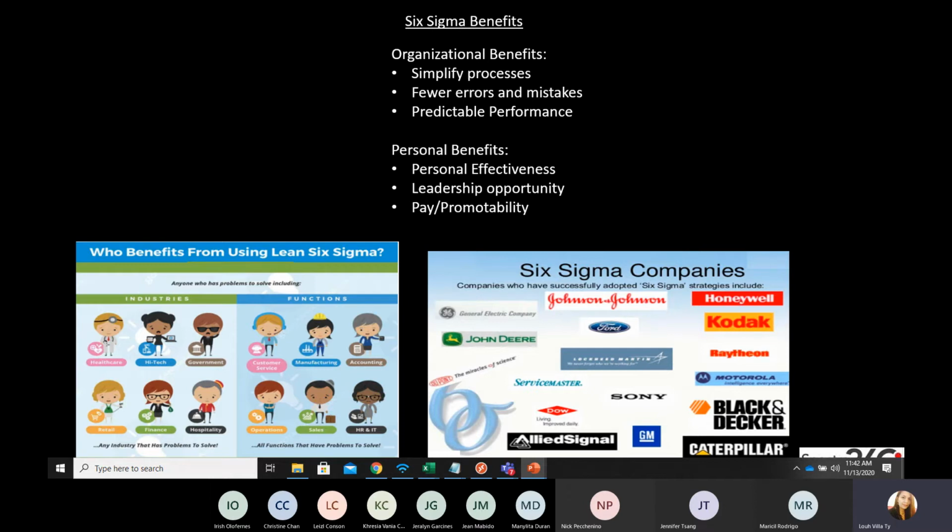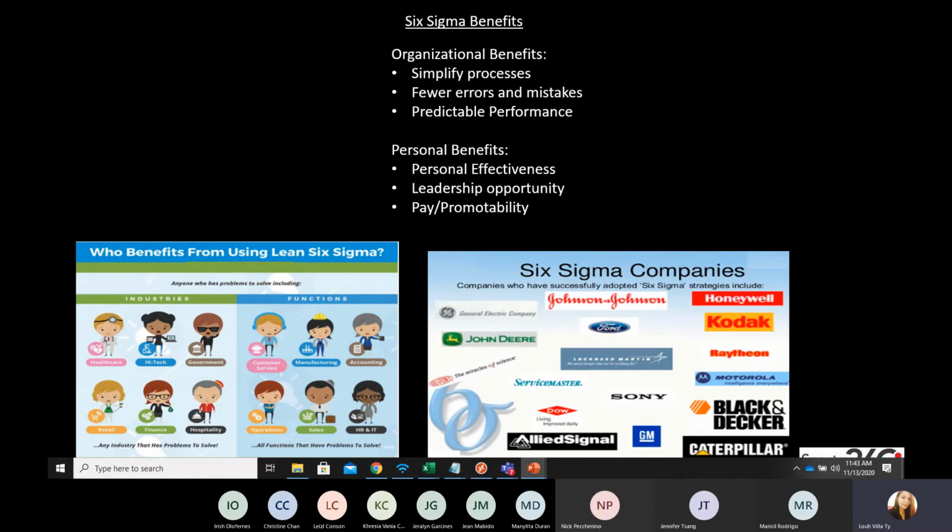For personal benefits, there are a lot as well. I'm just citing three here. Personal effectiveness: being able to find and fix problems will improve your ability to perform any position in any company, in any industry. And leadership opportunity for everyone aspiring to become team leaders, supervisors, managers, process improvement managers. Leading a Six Sigma project will often provide exposure to other functions and to senior management, and it will likely improve your communication and decision making skills.